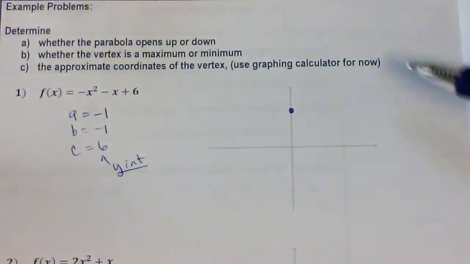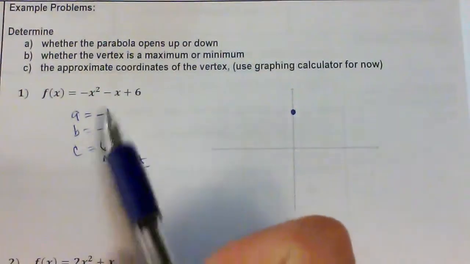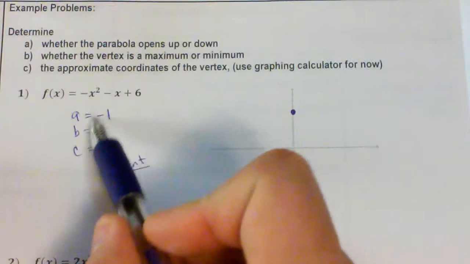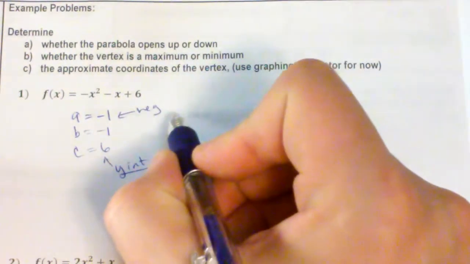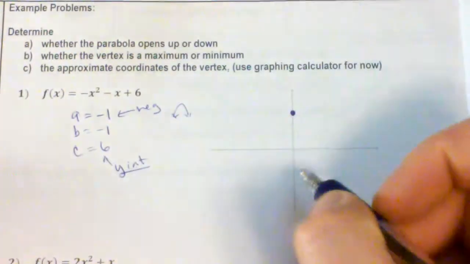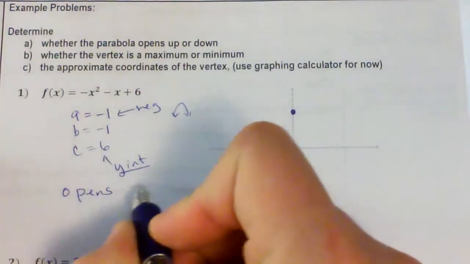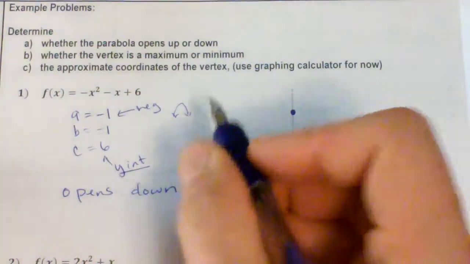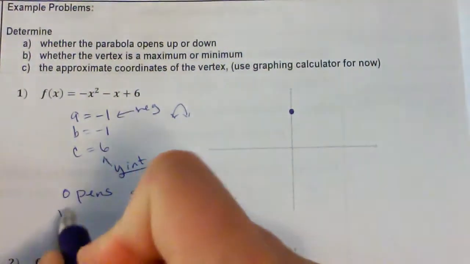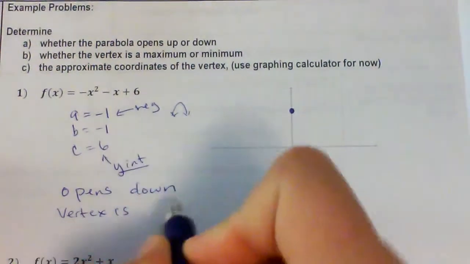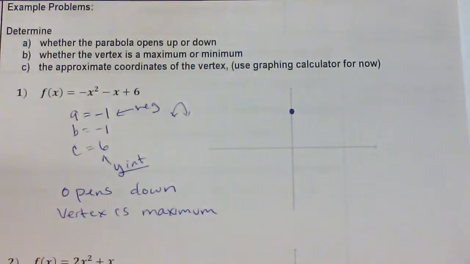And then the first 2 parts, A and B of the directions, all have to do with the coefficient of x squared, so our A value. Because this A value is negative, that means it's going to be a frowny. It's going to open down. So I know that this parabola opens down. And since it opens down, that means that the vertex is going to have to be the highest point. So the vertex is the maximum. Great. So we know those 2 things.